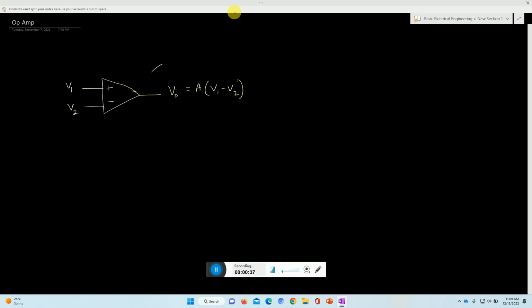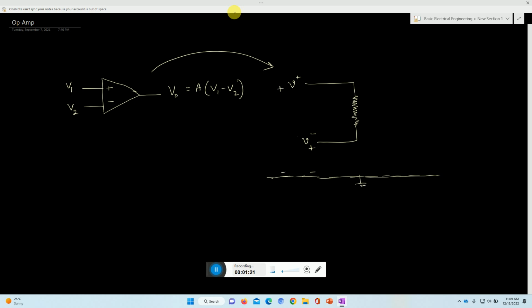However, if I draw what the ideal OpAmp's picture is, the terminal which is V1 is actually V plus, which is connected with a very high resistance, and with a terminal called V minus. So this V minus is also a potential with respect to a virtual ground. So let us say this is a virtual ground. With respect to the virtual ground, this V minus is a potential. And V plus is also a potential with respect to the ground.